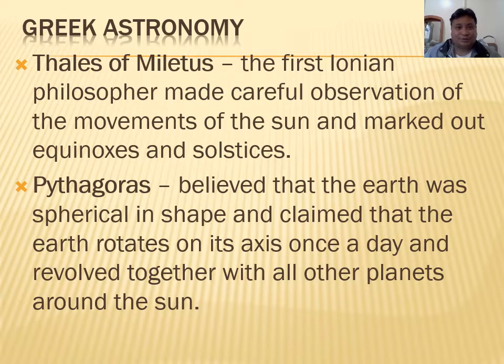Pythagoras. You know already this mathematician who devised the geometrical figure c squared is equal to a squared plus b squared, the Pythagorean theorem, which bears his name even up until now. He believed that the Earth was spherical in shape, just like a ball, and claimed that the Earth rotates on its axis once a day and revolves together with all other planets around the sun. Okay.